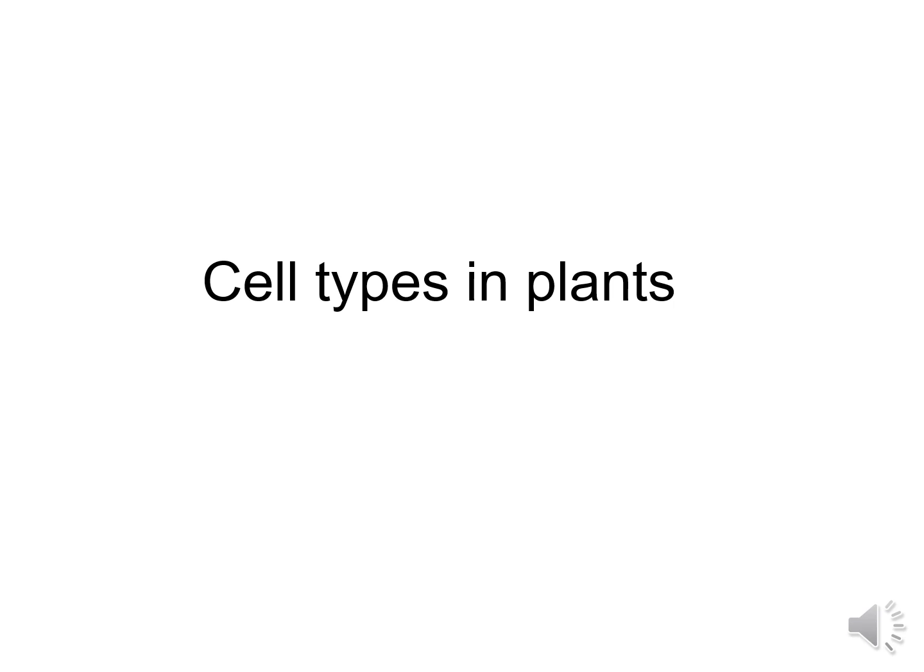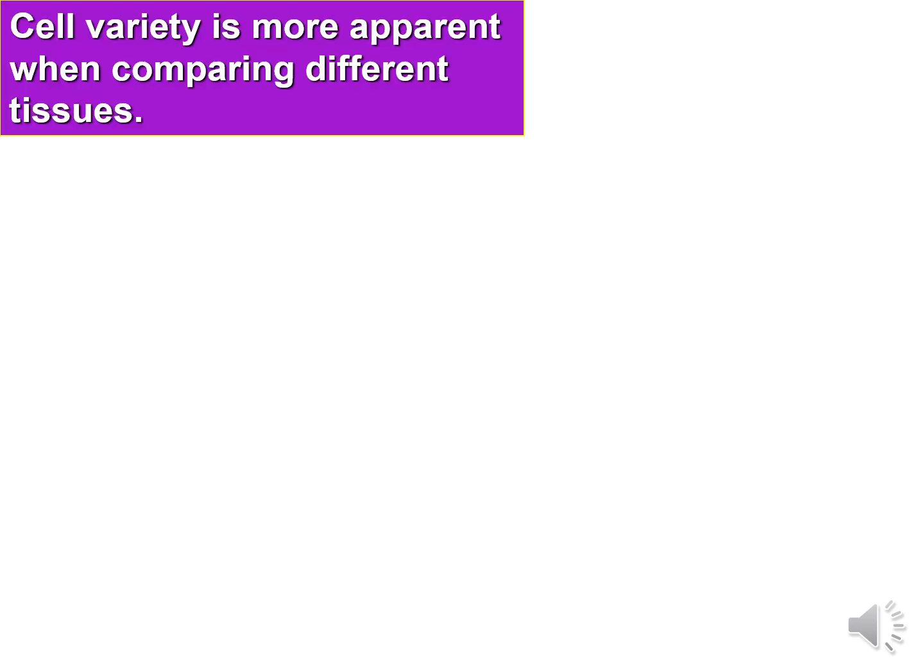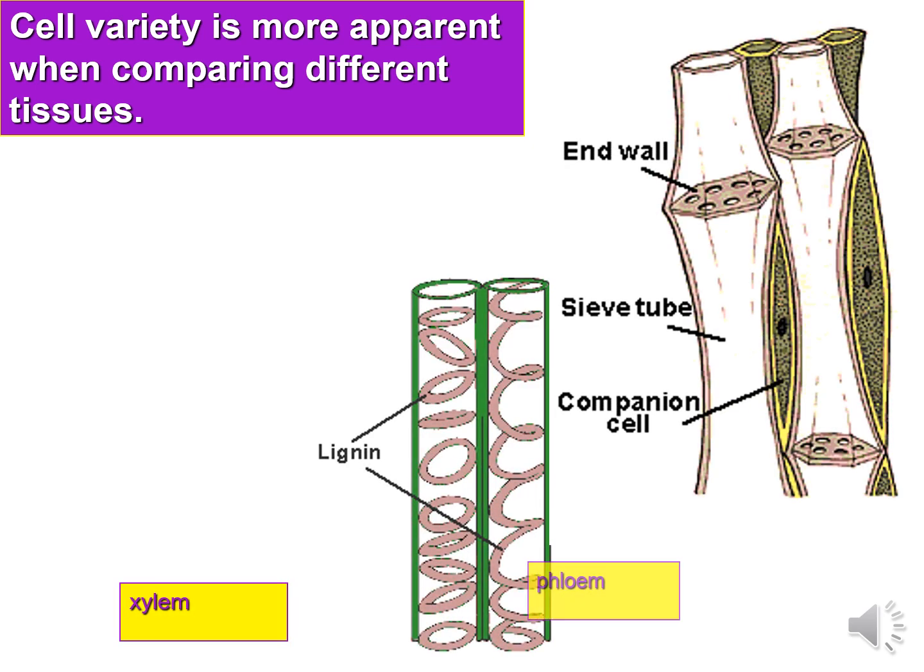Cell types in plants. Cell variety is more apparent when comparing different tissues. So here we have two different tissues in plant cells. We have xylem and phloem. And we can see they're very, very specialised groups of cells. Cells don't look all the same.